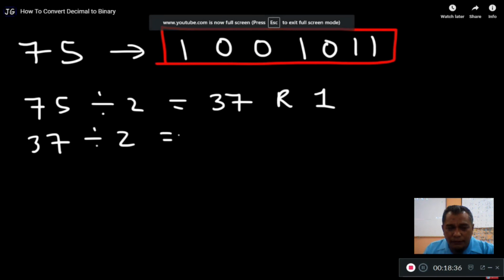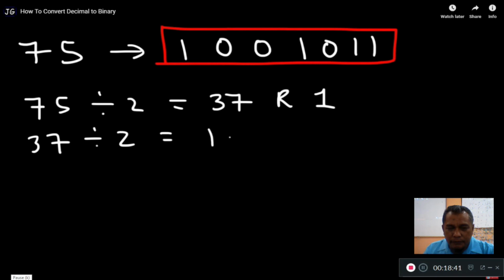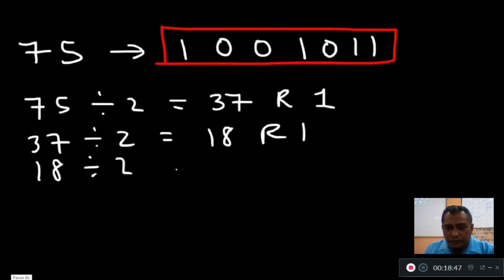And then divide that by 2. So 37 divided by 2 is 18.5. So that's 18, remainder 1. Then take the 18, divide that by 2. 18 divided by 2 is exactly 9, with no remainder.